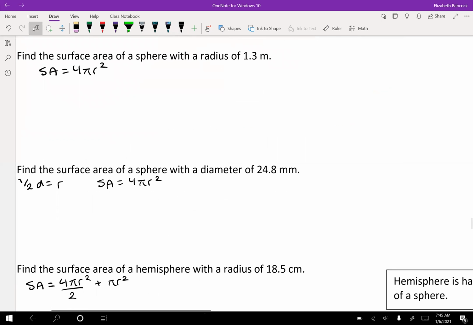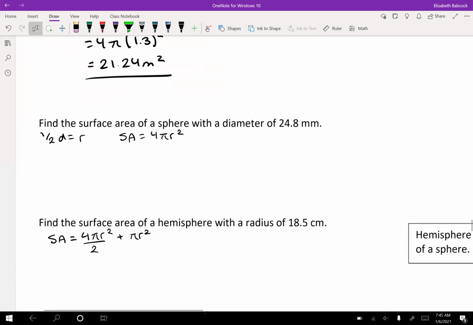Okay, find the surface area of a sphere with a radius of 1.3 meters. Easy, 4 pi times 1.3 squared, 21.24 meters squared. Done. Spheres are pretty easy. Okay.